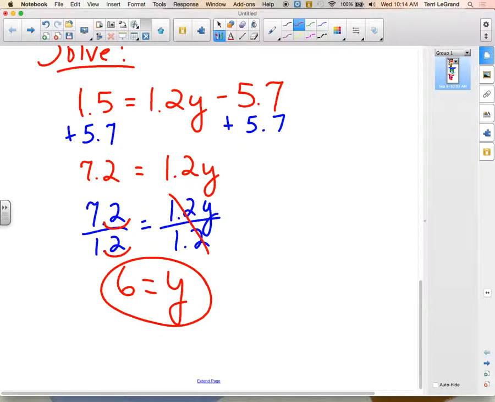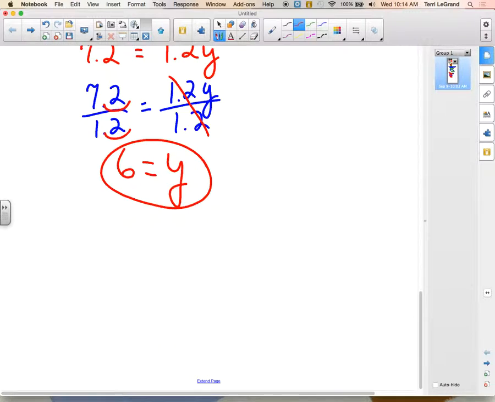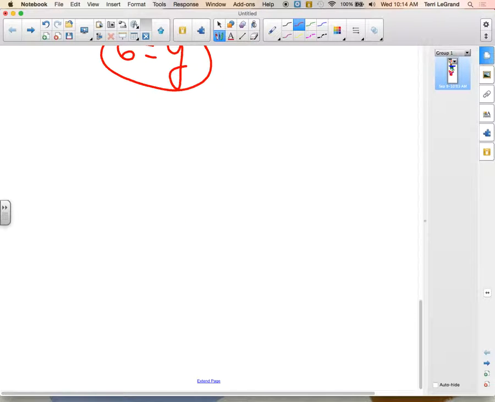Okay, let's move on and do one with fractions. I know how you guys love fractions. Am I right? Show of hands, love of fractions. Got a couple of brave souls. Okay, solve.